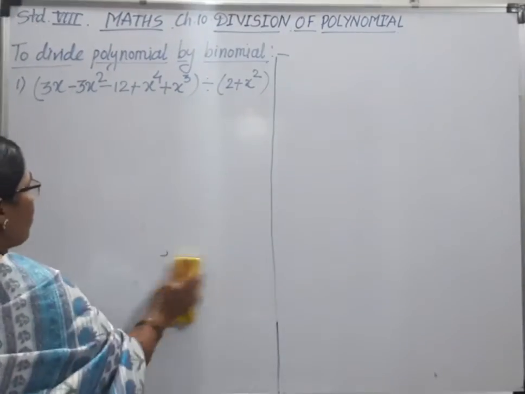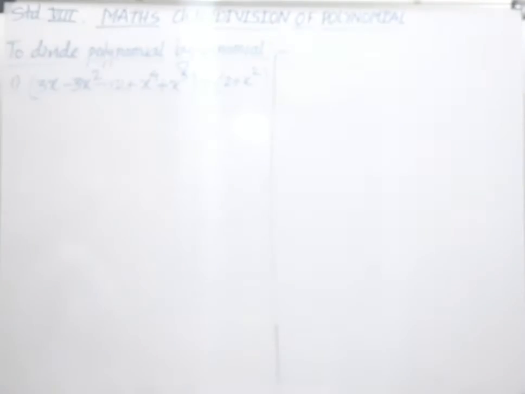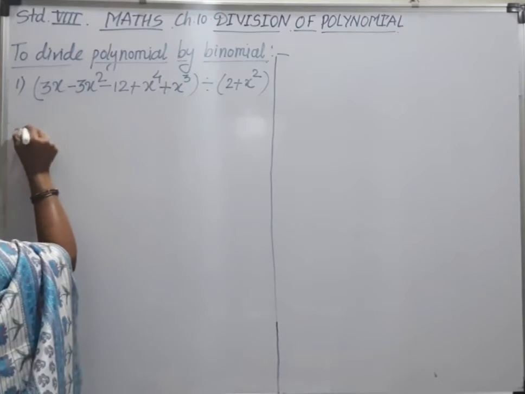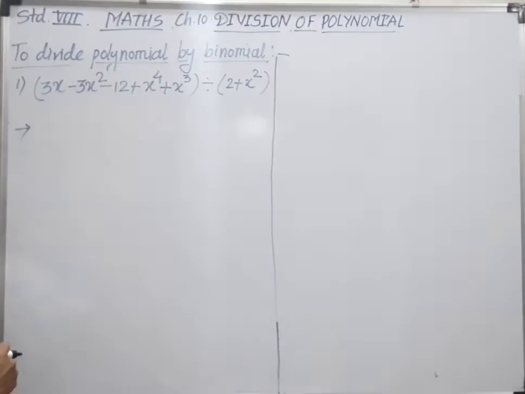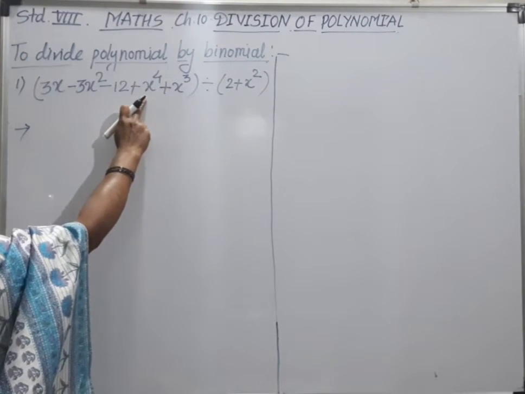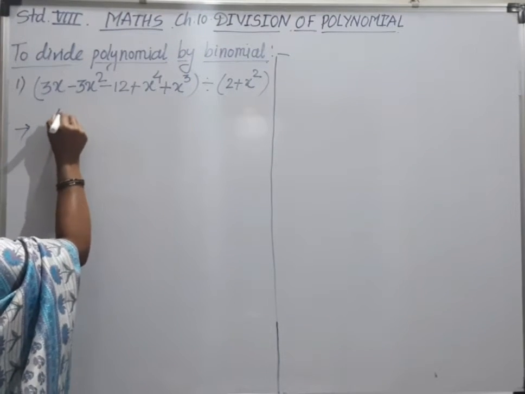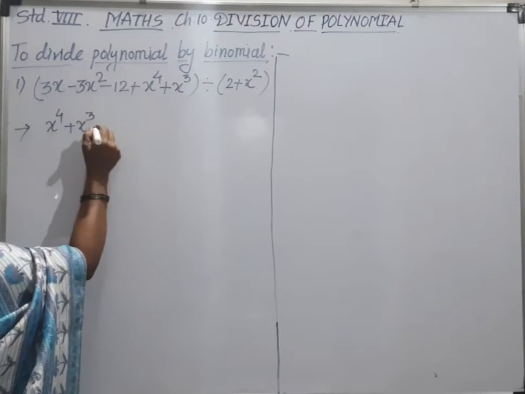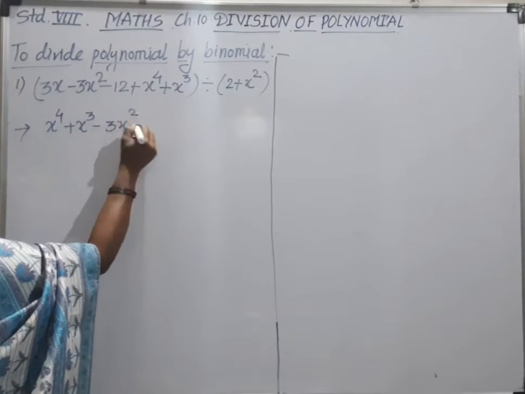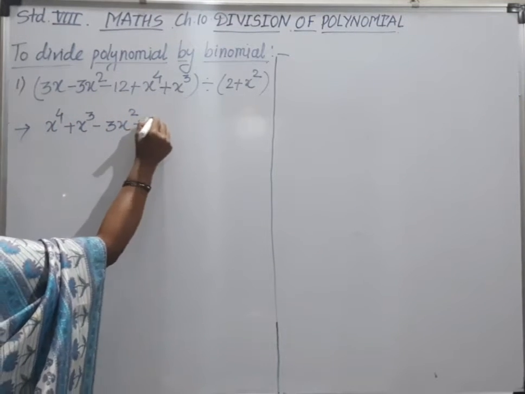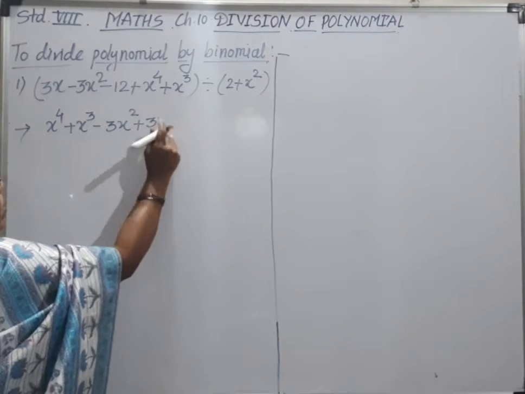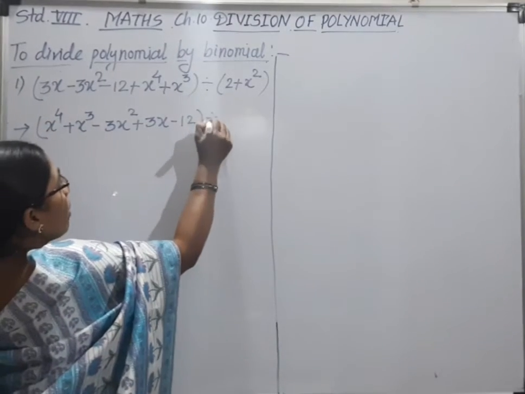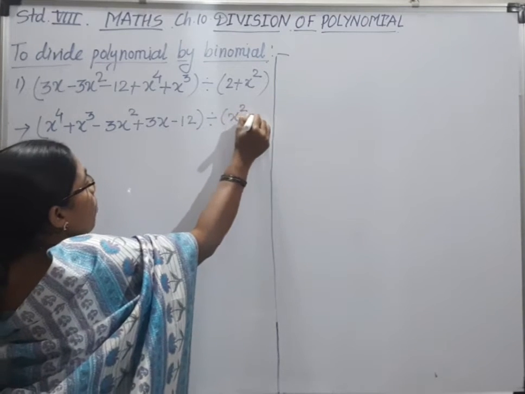Now in this example, 3x minus 3x square minus 12 plus x raised to 4 plus x cube, we have to write in the descending order of indices, first the highest index, that is x raised to 4. Then plus x cube, then minus 3x square, then plus 3x, and minus 12. That is the dividend, divided by x square plus 2.